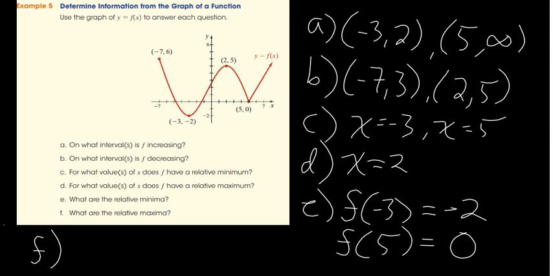What are the relative maximum values? It's kind of the same process. We'll say f of 2. What is f of 2? Well, that is 5. So C, D, E, and F, they're all kind of the same. It just depends on the context and how it's being worded.